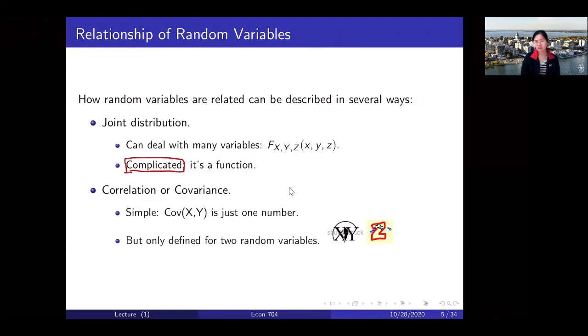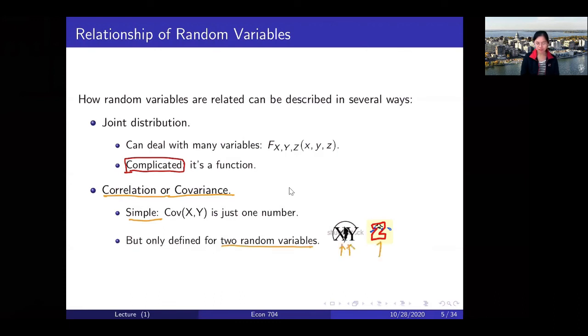We also have learned another way to describe the relationship between random variables, which is correlation or covariance. The advantage of correlation and covariance is that they're very simple. Covariance is just one number, and correlation is even simpler. It's a number between -1 and 1. However, the disadvantage of correlation is that it is only defined between two random variables, say X and Y.